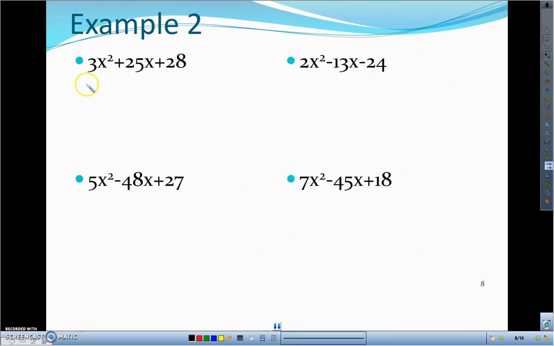I've got lots of practice. So on this left side, I'm going to show you how to do these questions. And on the right side, I'm going to pause and ask you guys to do them.